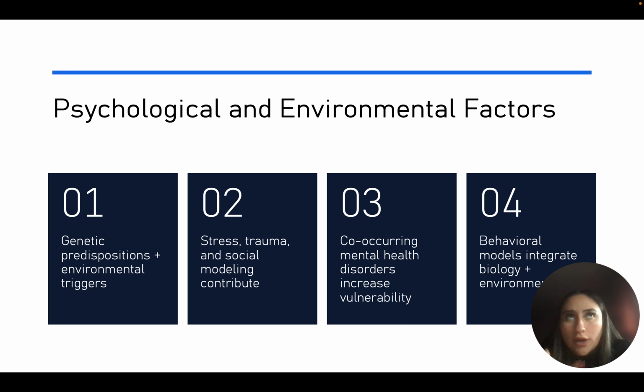While neurobiology is critical, addiction also reflects psychological and environmental interaction. Factors such as stress, trauma, family modeling, and social learning contribute to both initiation and maintenance of use. Research shows that genetic vulnerability interacts with early life adversity, amplifying risk. Behavioral psychology integrates these elements by viewing addiction as a complex learned response within a biological system, not merely a matter of willpower.